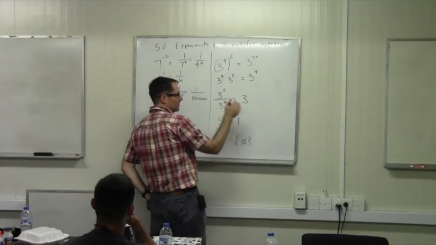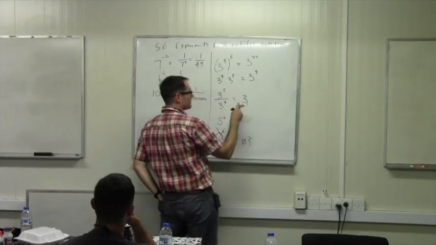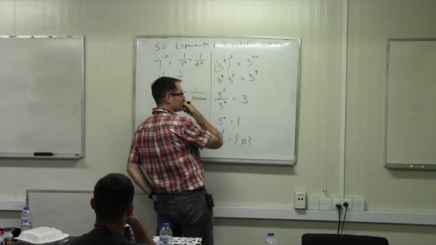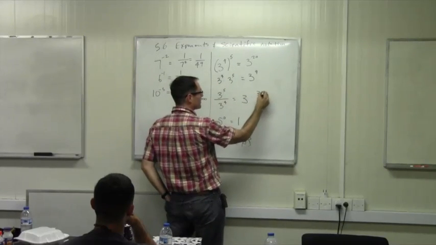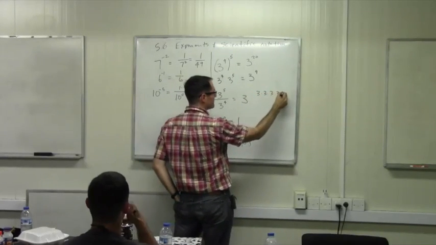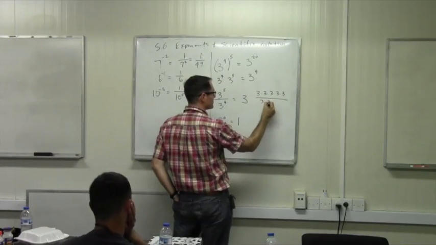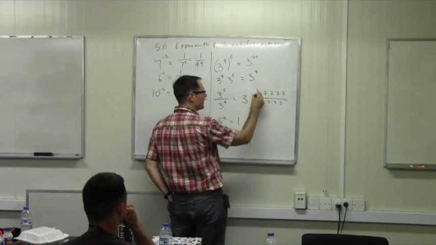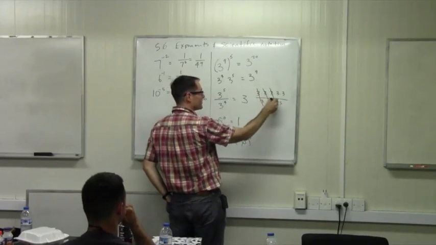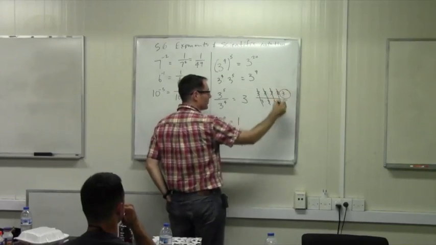If you don't like this one, let me write it like this. Let's see. 3 times 3 times 3 times 3 times 3 divided by 3 times 3 times 3 times 3. That 3 cancels, that 3 cancels, that 3 cancels, that 3 cancels. Left with one 3.